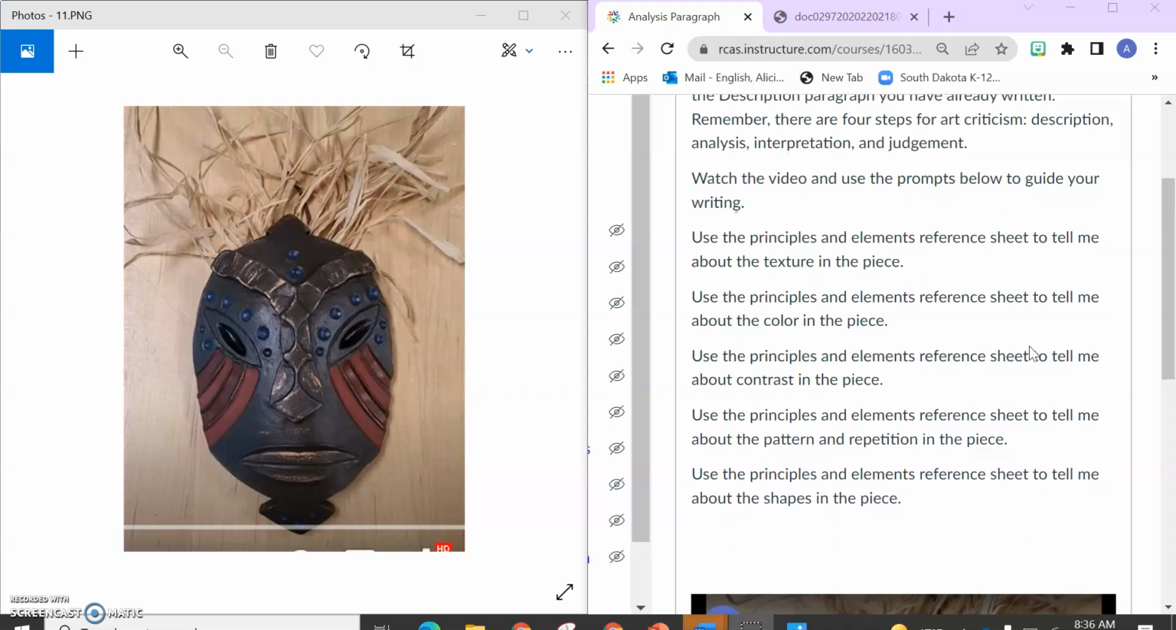So I gave you guys some prompts for the analysis to help guide you through how you are actually supposed to analyze artwork. So we're going to be focusing on our principles and elements, and I have it several times in here for you guys to use the reference sheet. So it is required. I gave you guys those sheets as helpful hints last week. This week, it is required that you guys use words from those sheets. So the first thing that I want you guys to talk about is your texture in your piece.